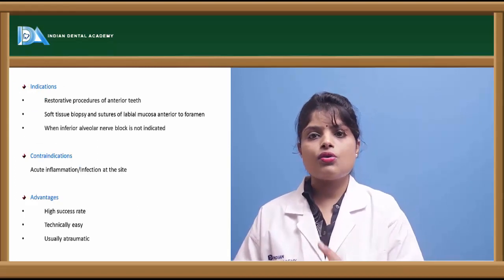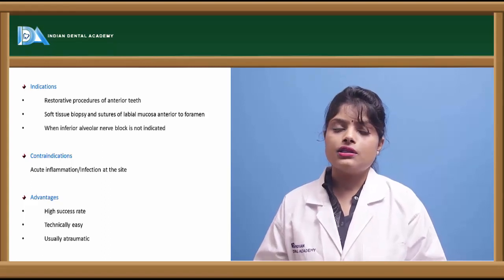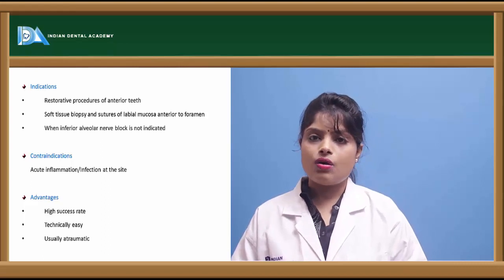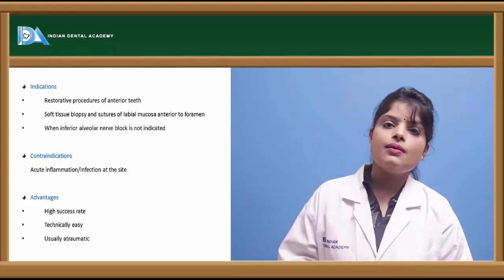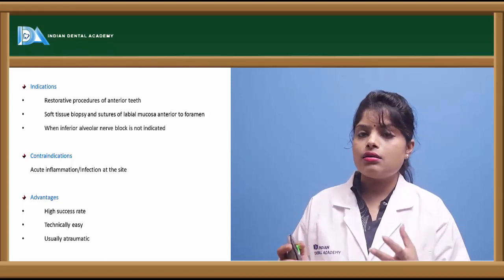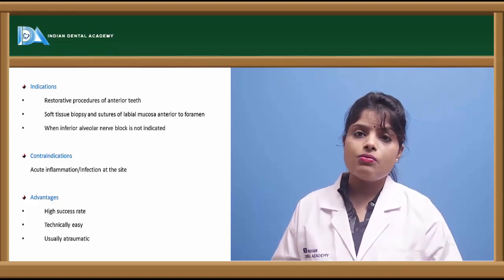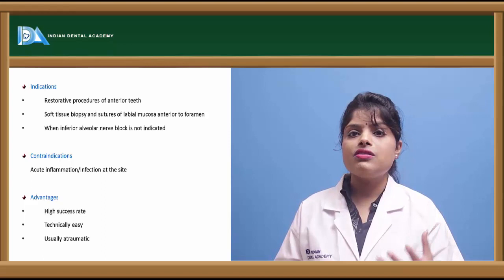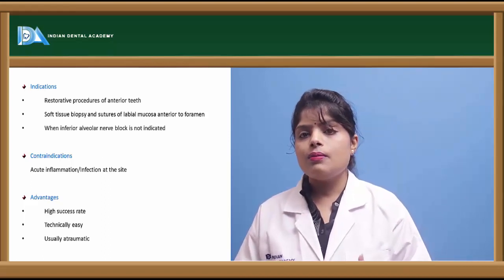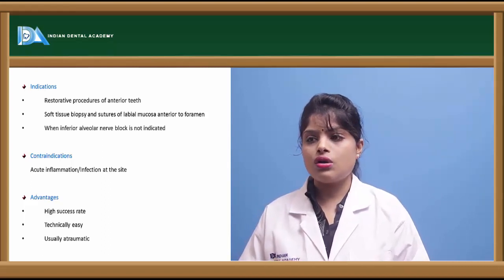Whenever any restorative procedures or pulp therapy procedures or extractions are required for the incisor teeth, the premolars or the canines, then we go for the mental or the incisive nerve block. There are contraindications for local anesthetic solution injection and nerve block: there should not be any site of inflammation or infection at that particular site, or any abscess or pus, because this will prevent the action of the local anesthesia.